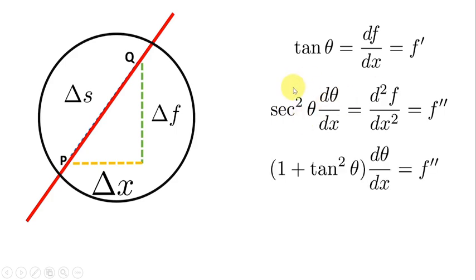Now let's look at this equation a bit more carefully. We have the famous trigonometric identity 1 plus tan squared theta is equal to sec squared theta. Using that idea, I will be converting the sec squared theta into 1 plus tan squared theta, multiplied by d theta by dx, and that is going to be equal to f double prime. Or instead of tan theta, you substitute f prime. We get the equation 1 plus f prime whole squared into d theta by dx, which works out to be f double prime.